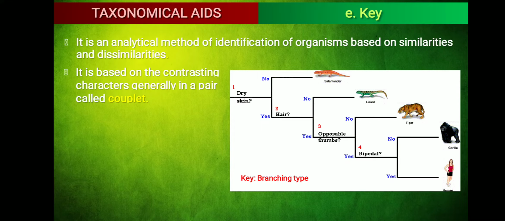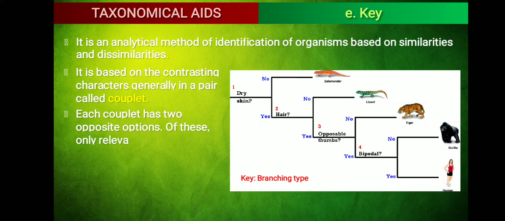The best example of a couplet I can give is monocot and dicot. A plant has either two cotyledons or a single cotyledon. This is a couplet, a pair of characters: either it is monocot or it is dicot. So each couplet has two opposite options. Of these, only the relevant option is accepted and the other is rejected. That is what we call a key.